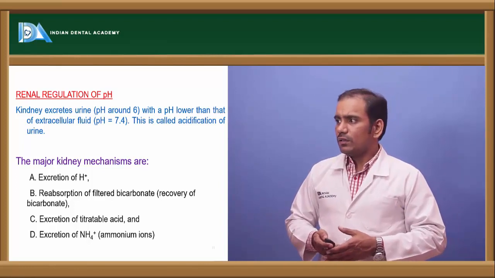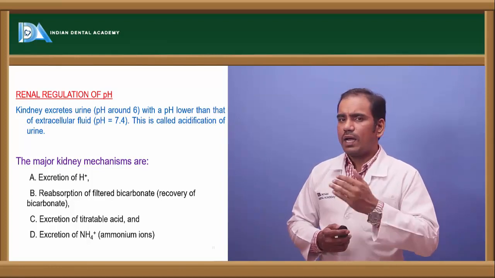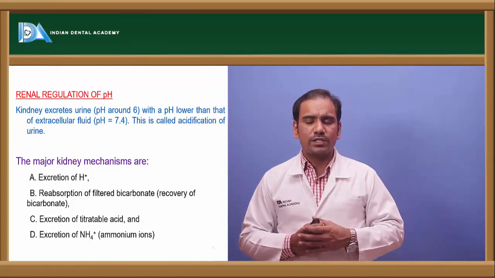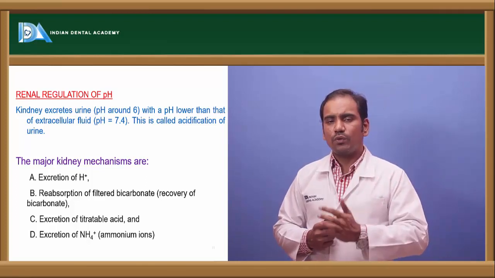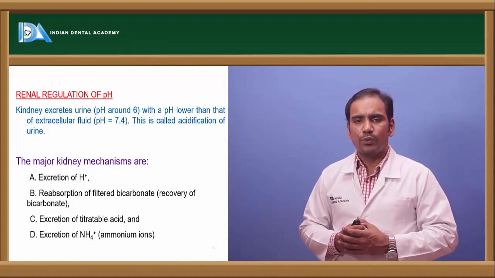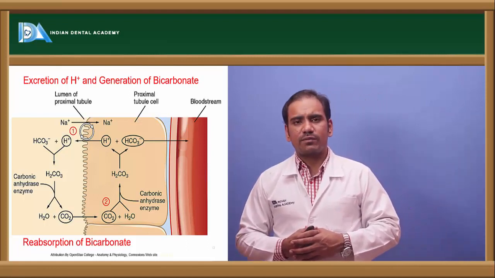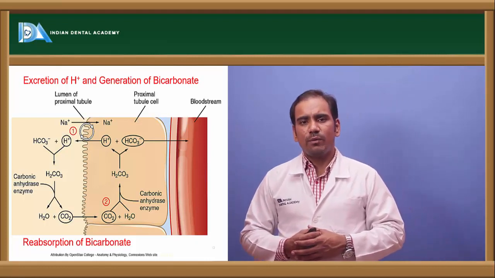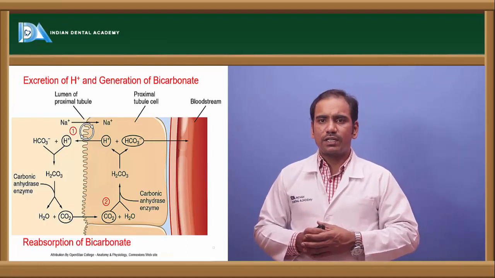So when you see kidneys, the pH of the blood is 7.4 and the pH of urine is 6, right? So there is a difference in the pH of blood and pH of urine. From 7.4 it is decreased to 6. This is called acidification of urine. So what happens in the first mechanism, excretion of H+ ions, and the second one, reabsorption of bicarbonate.